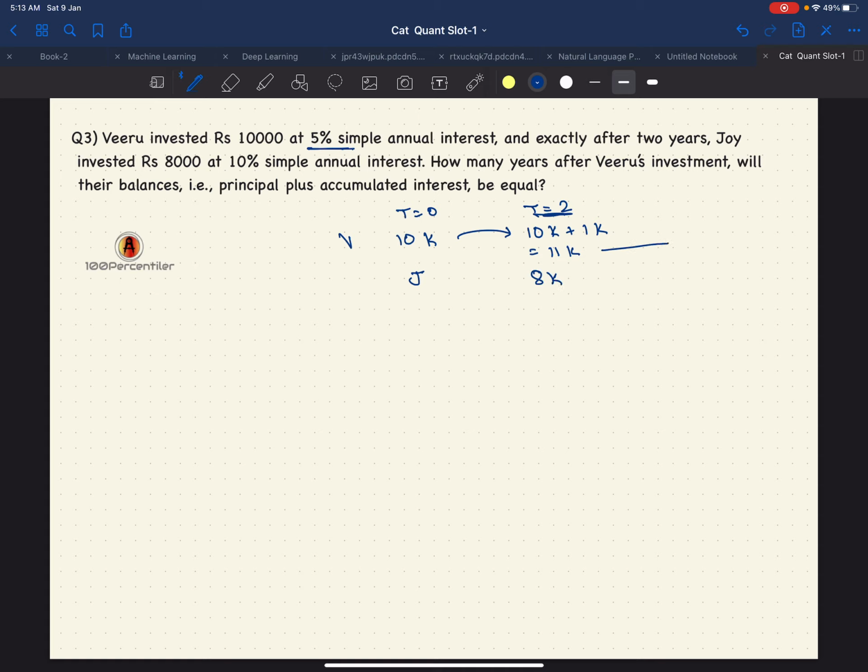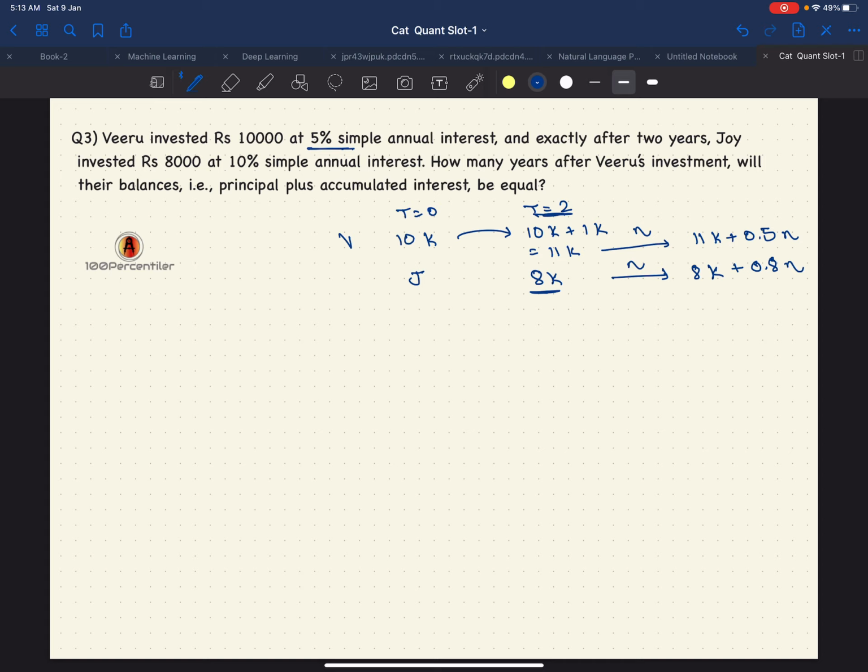Now let's say going n years ahead for both of them, after t equal to 2, Vidu will have 11k plus he is gaining 0.5k per year. So this is 0.5n. Now for Joy, he is gaining 10% of 8,000 because 8,000 is the principal balance here. So 10% of 8,000 is 0.8. So after n years, it will be 0.8n, that will be the gain.